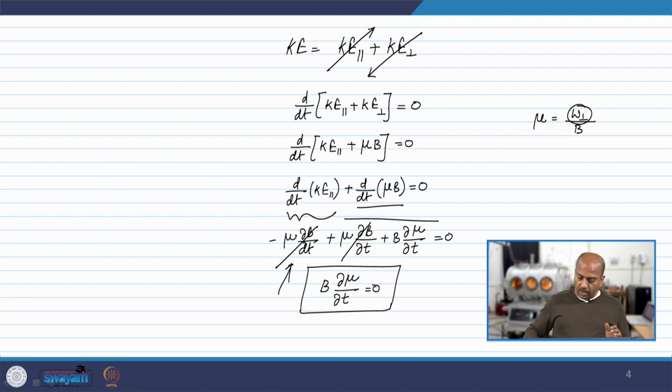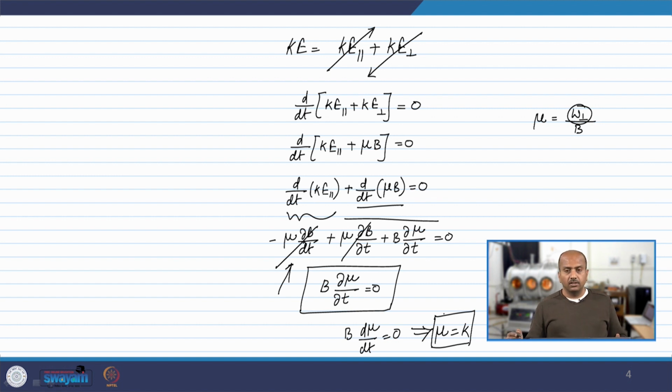So, as a result we have B d mu by dt. We have only one variable, so we can write it as B d mu by dt is equal to 0. What does it mean? It means that the magnetic moment will remain a constant. So, we defined the adiabatic invariant as a process in which the magnetic moment is held constant.